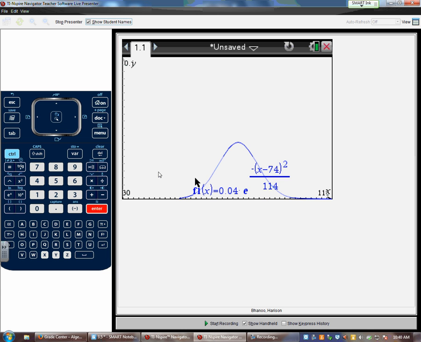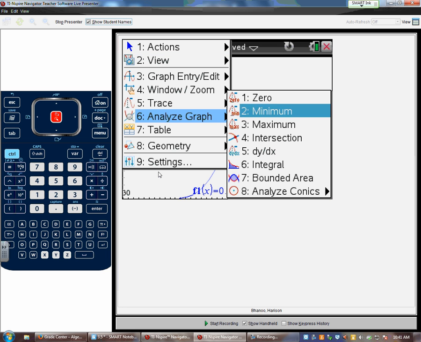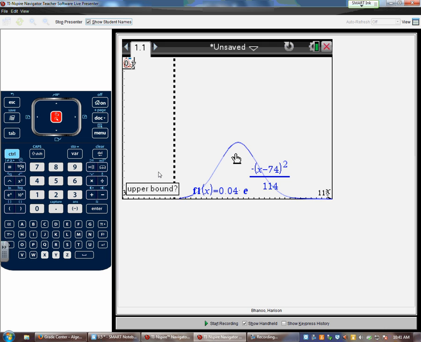Okay, at this point, go ahead and do menu, analyze, maximum, and left lower bound, upper bound, and it turns out to be what? 74. It says estimate the average math score. So what was the average math score? 74.